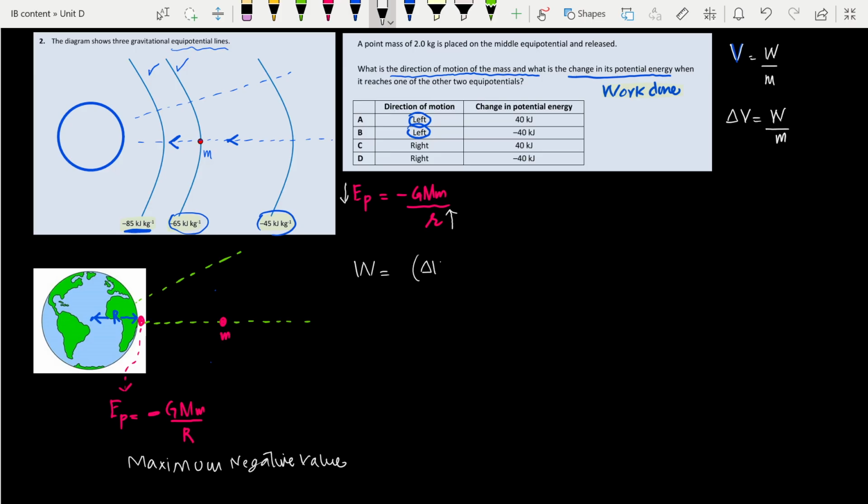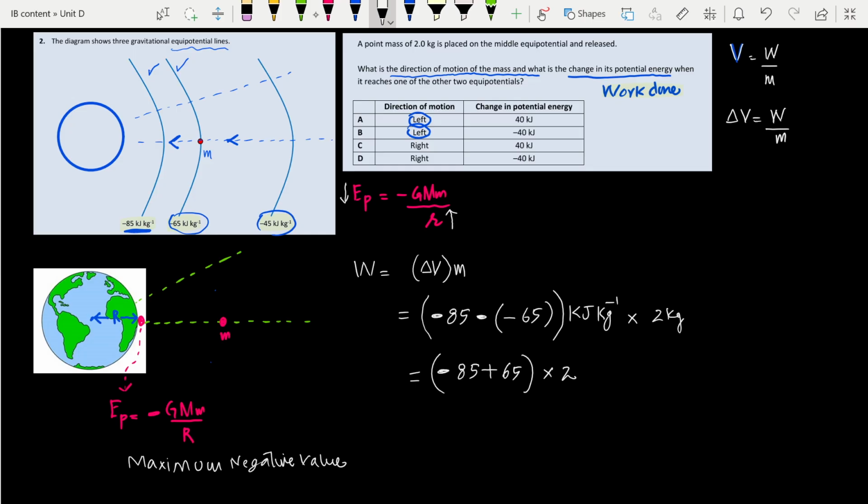That will be equal to the potential difference times the mass. So if you take the difference, the final potential value is negative 85 minus, due to the difference, minus 65 kilojoules per kilogram, times the mass, which is 2 kilograms, and the kilogram inverse will cancel out. The answer will be in kilojoules. So hence it is negative 40 kilojoules. So this is the change in potential energy as well.